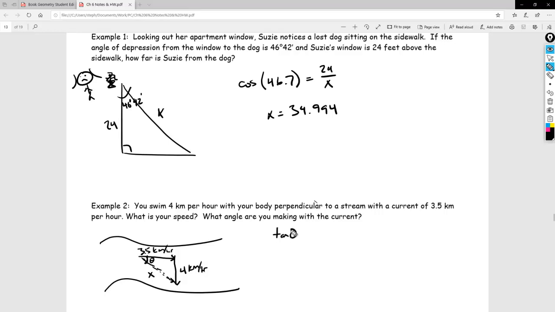So to solve for theta, I can just set up tangent. Tangent being 4 over 3.5. So theta must be 48.814, which makes sense. Okay, and then solving for x, I can just use the Pythagorean theorem. So x must be 5.315.